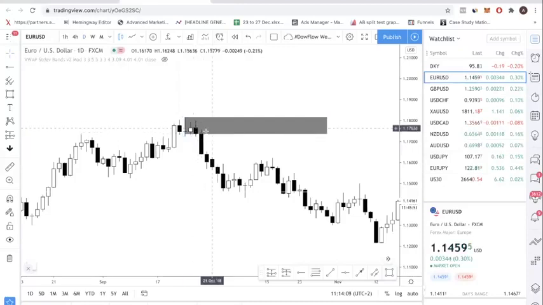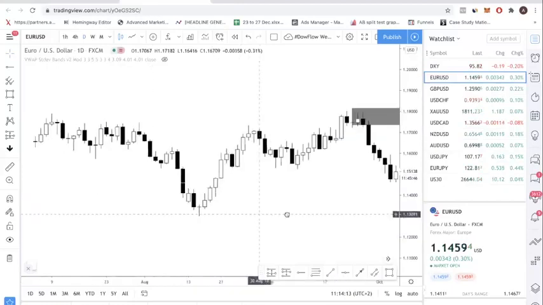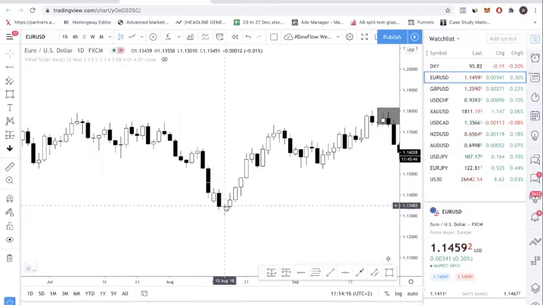Okay, this is what you want to do. You want to draw it like this, and this is your supply zone. Okay, how about this over here? This is also a nice one candle. Okay, you can draw it like this.